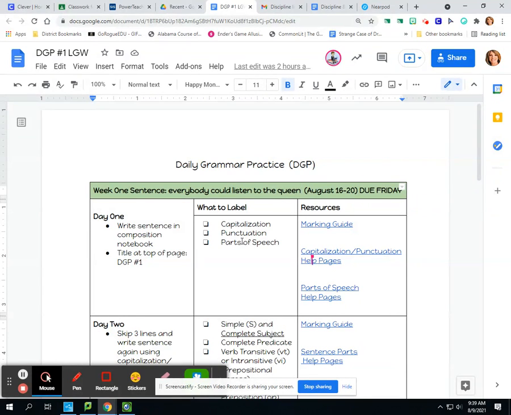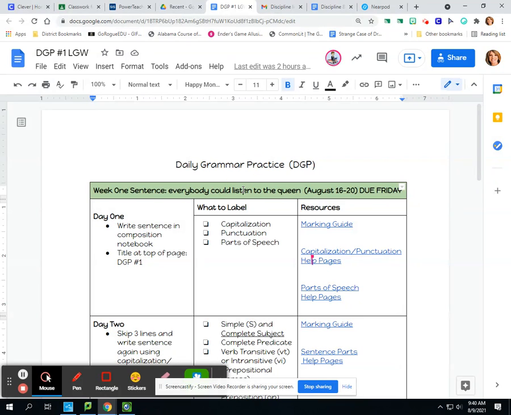And then for the parts of speech, these are the basic parts of speech: noun, pronoun, adjective, verb, participle, article. Those are your basic parts of speech. And so above the word everybody, you're going to want to put pronoun. So let's abbreviate it by putting PRO. Could is a helping verb. It helps the main verb listen. So instead of writing out helping verb, you're going to write HV above the word could.